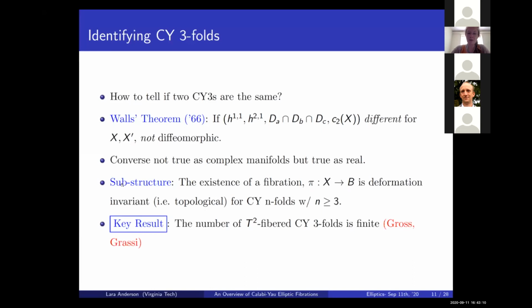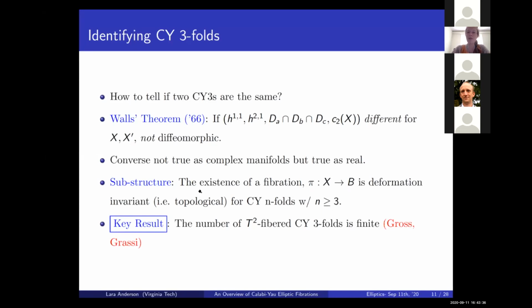Another thing that's going to be important for the rest of my talk is that Calabi-Yaus also can exhibit substructure. And again, you've heard about this from a variety of talks this week, specifically the existence of fibrations. So the fibration is a surjective mapping from your Calabi-Yau manifold X, say, to some other complex manifold B. And the existence of such a fibration is deformation invariant, i.e. topological, for Calabi-Yau n-folds where n is greater than or equal to 3.